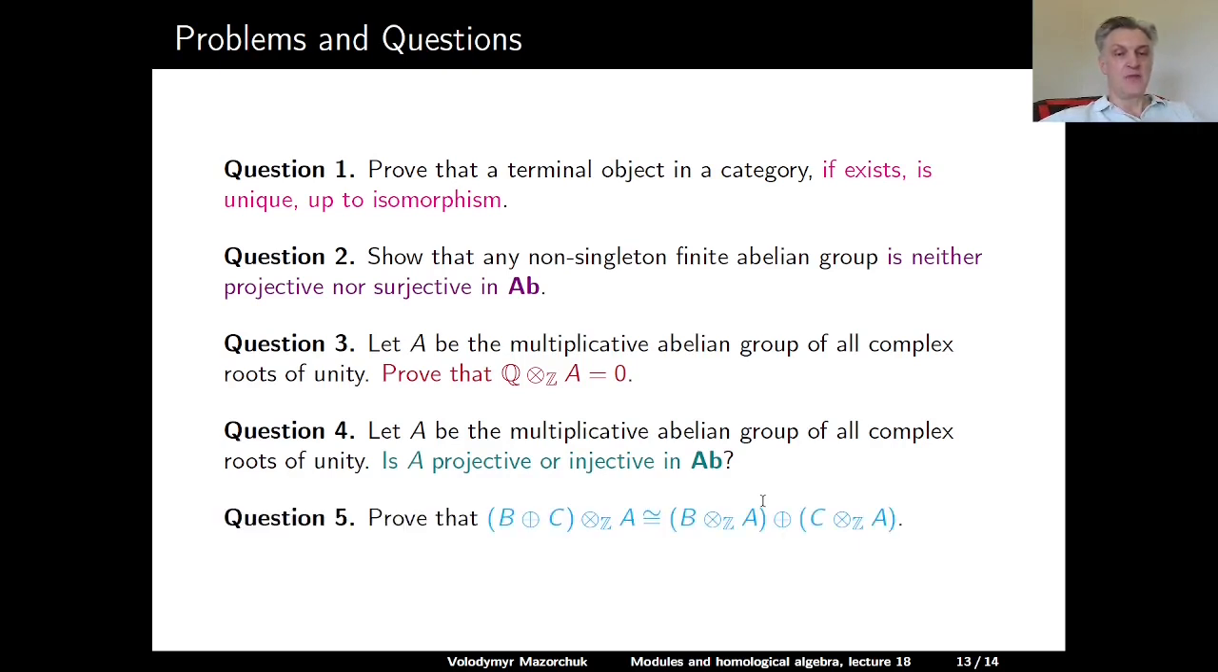Question 5. Prove that the tensor product of B plus C with A is isomorphic to the direct sum of B tensor product with A plus C tensor product with A for any abelian groups A, B, and C.